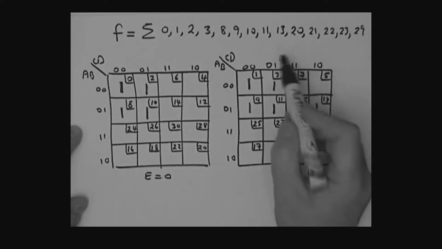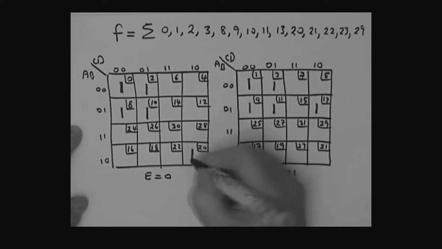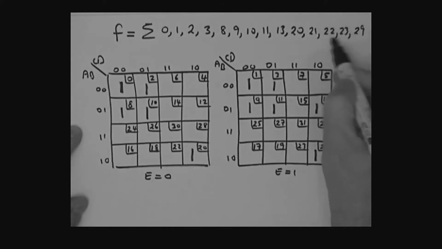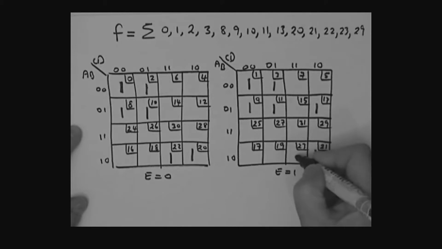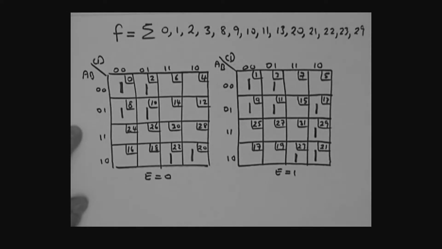Okay, so let's put 13 down. There it is. Another one at 20. Okay, so we'll put 20 down. There it is. Another one at 21. There's the one at 21. 22. We've got one at 22. So let's put the one at 22 down. There it is. 23. There's the one at 23. And then 29. We've got another one sitting there at 29.